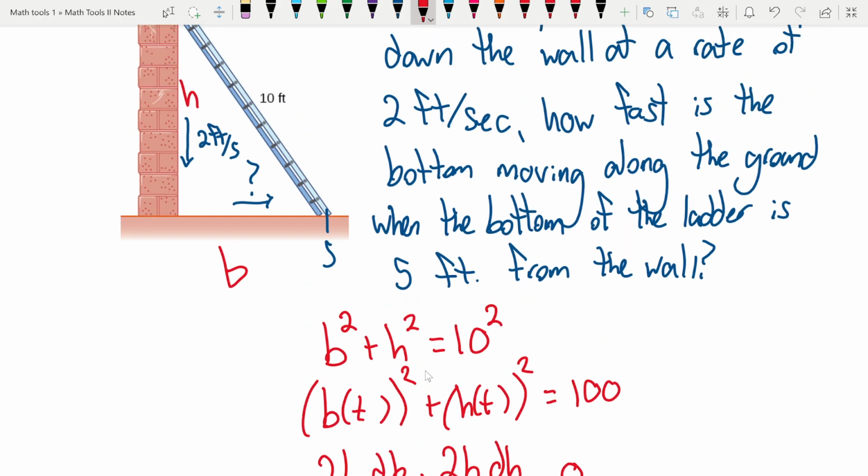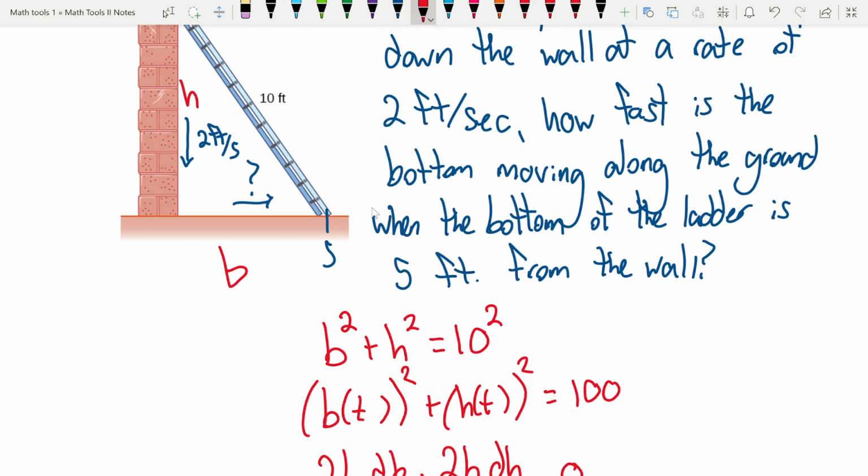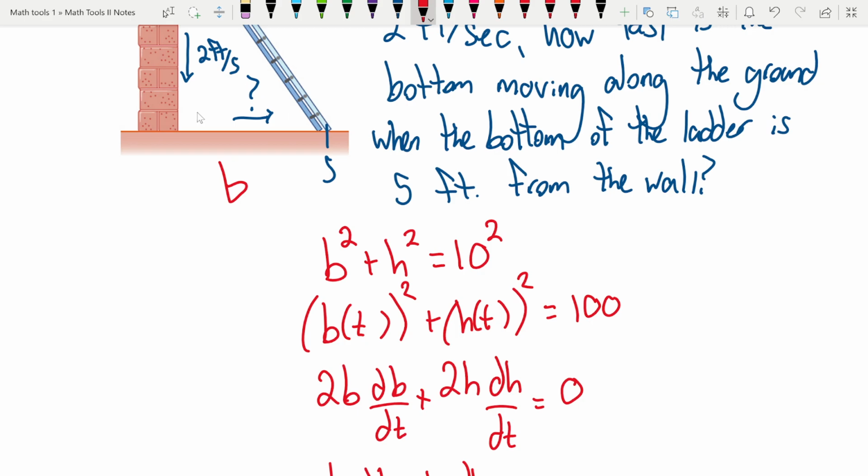So we want to know when the bottom of the ladder is 5 feet from the wall. In other words, when b is 5, what is db/dt? Right? That's going to be this rate of change right here. We know dh/dt is going to be -2. So note the negative here because it's going down. So the size of h is decreasing, right? h is decreasing, so the derivative is negative. b we expect to be positive, on the other hand.